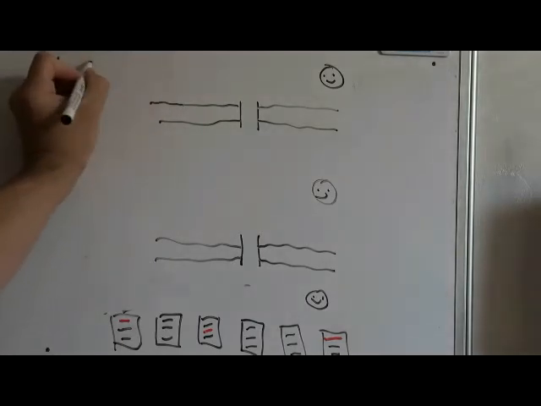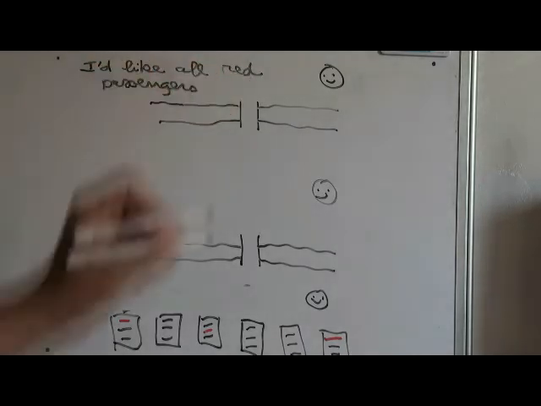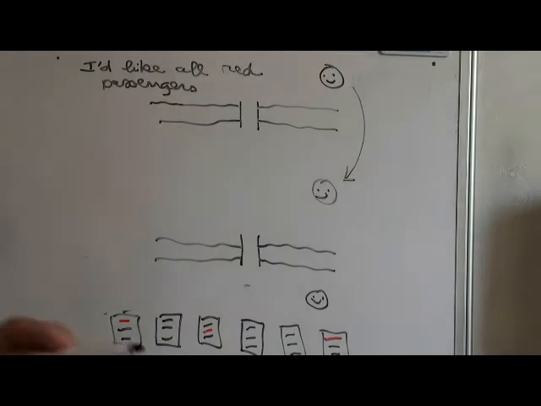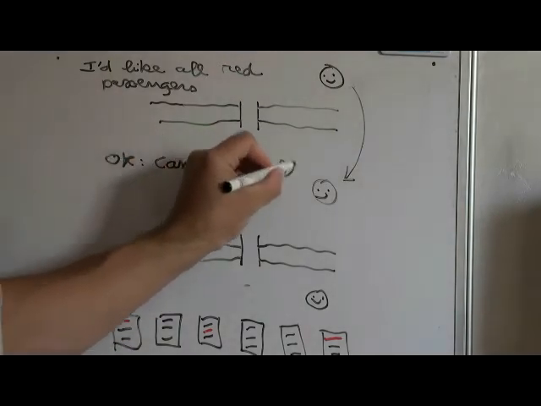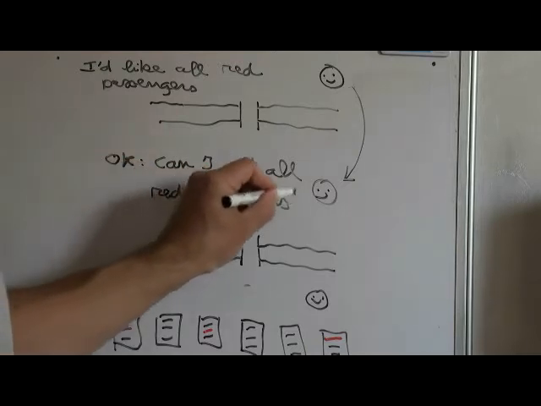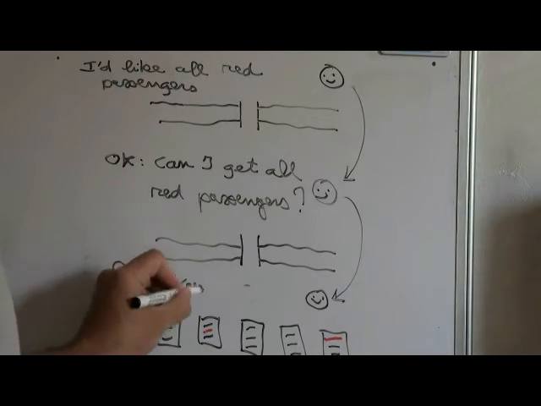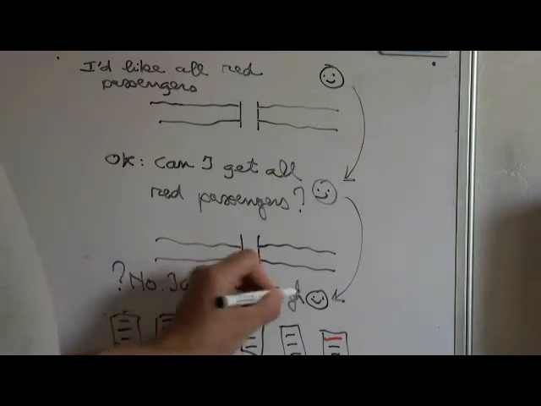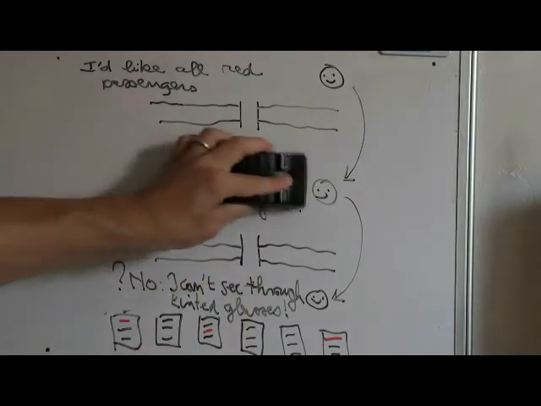Mr. Client would like to talk to all red passengers. So Mr. Client must ask Mr. Database that is just across the river to call them. Now, Mr. Database must ask Mr. Disk to send him all red passengers. But Mr. Disk cannot satisfy this request because he cannot see through tinted glasses.